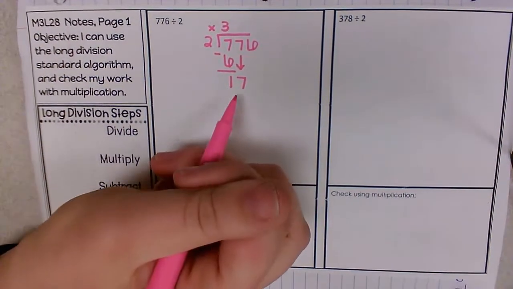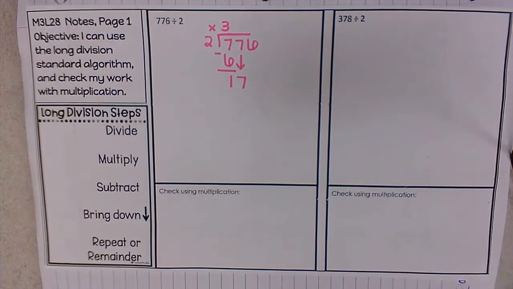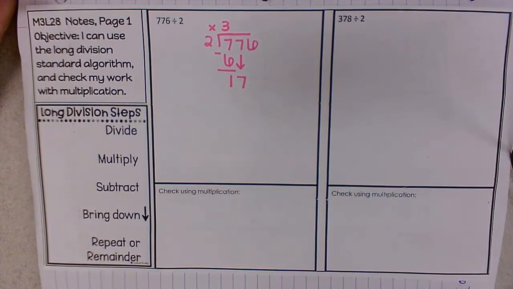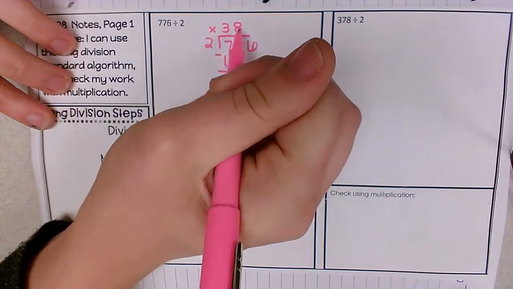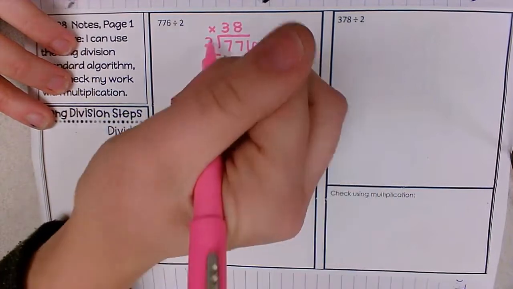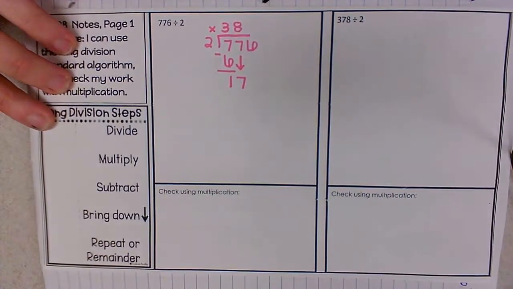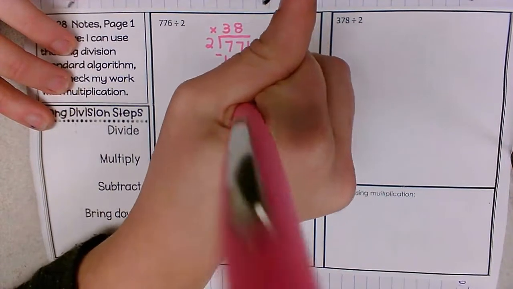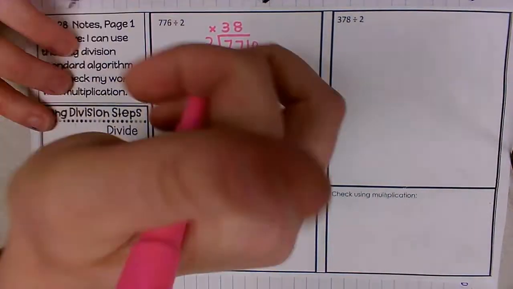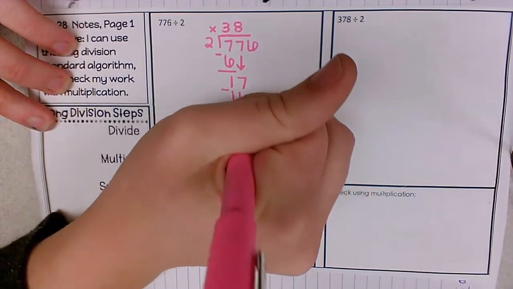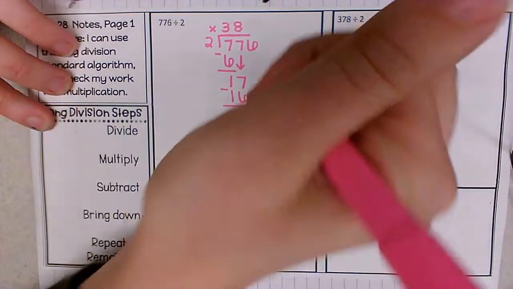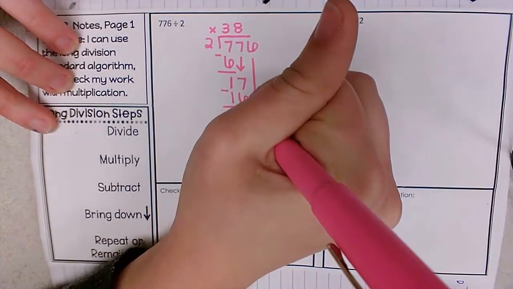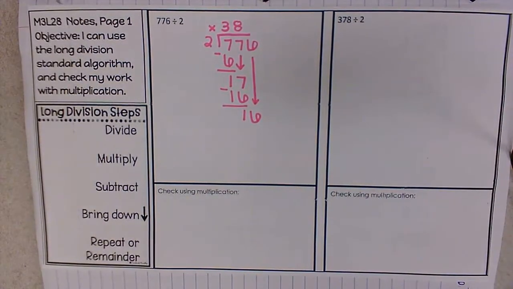Divide. 17 divided by 2. The closest math fact I can get when I count by 2s is 2 times 8, because 8 gets me to 16. 2 times 8, I'm only going to multiply the number that gets onto my roof next, is 16. Divide, multiply, and subtract. Bring it on down and bring it on back.